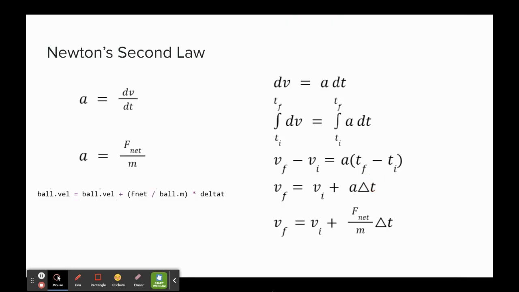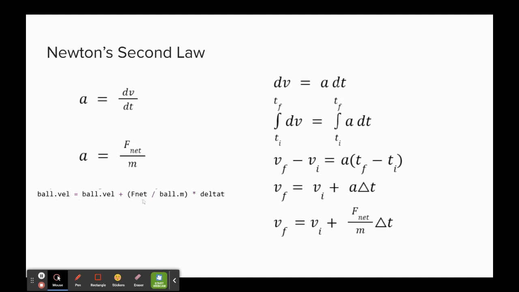So now let's talk about Newton's second law, which as you can see relates acceleration to the net force and mass. Acceleration is the change in velocity over time. So as you can see, once we simplify this and integrate it, we get this very nice iterative formula: v final is equal to v initial plus acceleration times delta t. And then we just substitute in for acceleration here. And this is actually the formula we used in the GlowScript code to find the velocity of the ball.